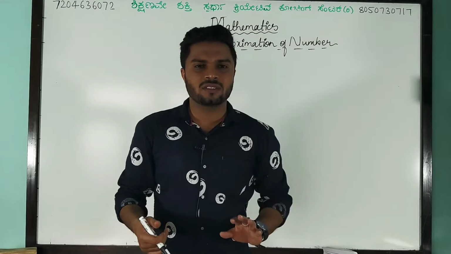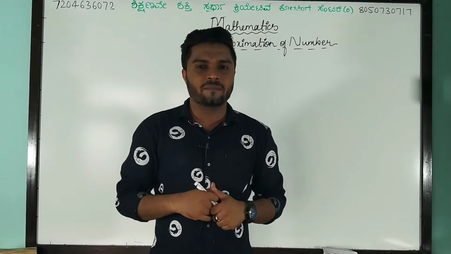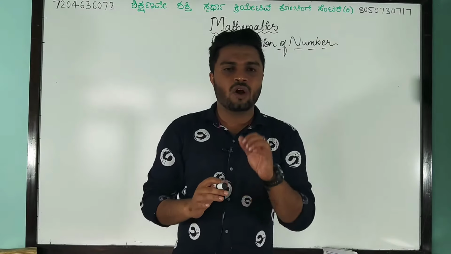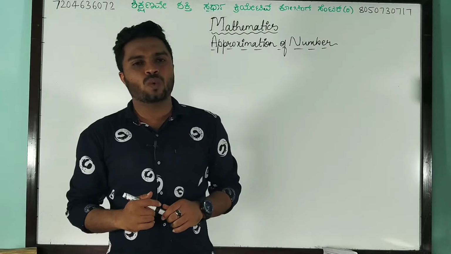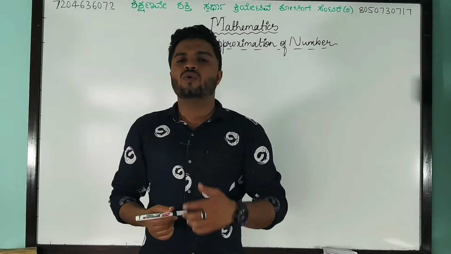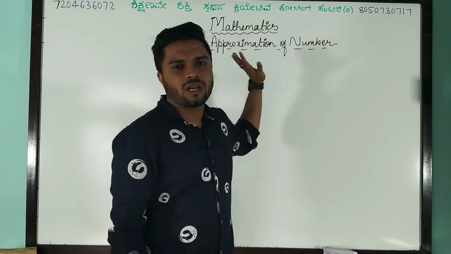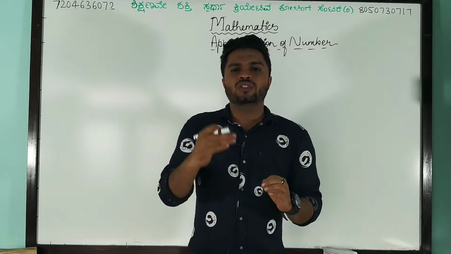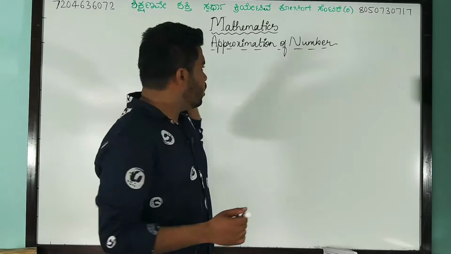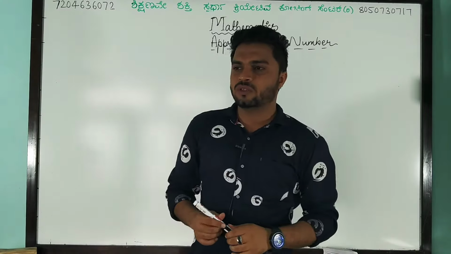It is a process in order to get the closest value of an exact number. In order to get the approximate value, you can take the closest value. It is the closest value of any exact number. That is nothing but approximation, or students, it is also called estimation. I am going to show you now the whole process.